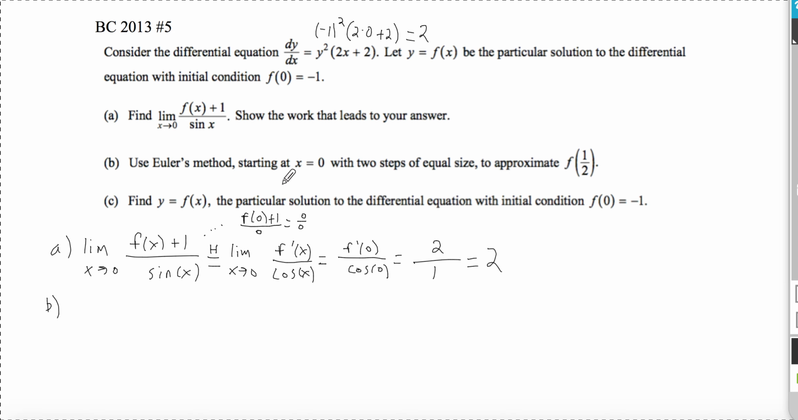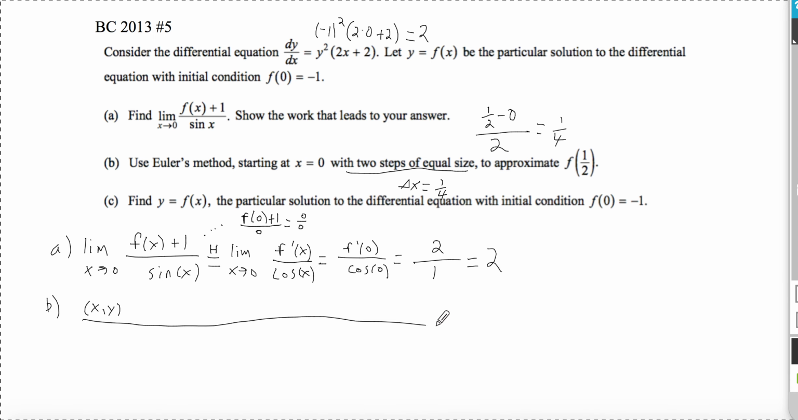Part B says, use Euler's method starting at x equals 0 with 2 steps of equal size to approximate f of half. Okay, I want to start at x equals 0, and I want 2 steps of equal size to get up to half. If I'm going 2 steps of equal size to get to half, each step has to be 1/4, right? Because 1/4 plus 1/4, that's 2 steps, gives me 1/2. If you ever get stuck, you can take the value you want to end at minus the value you want to start at, divided by how many steps you want. That gives us 1/4 also. So for our Euler's method table, we need that.